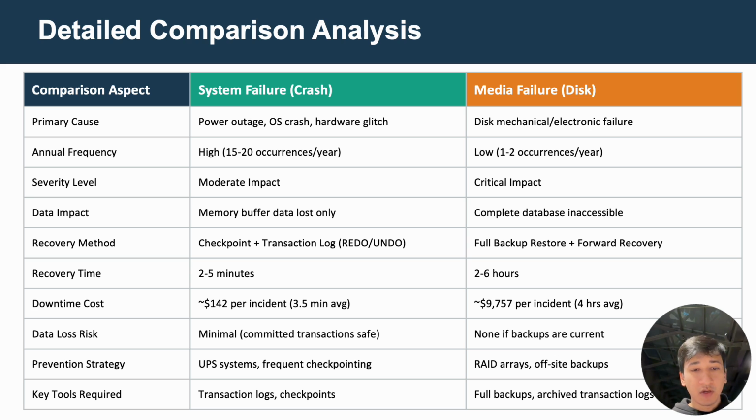If you look at the downtime costs, for system failure it is $142 per incident, whereas for media failure it is high, almost $10,000 per incident.